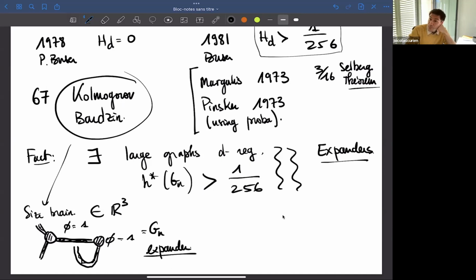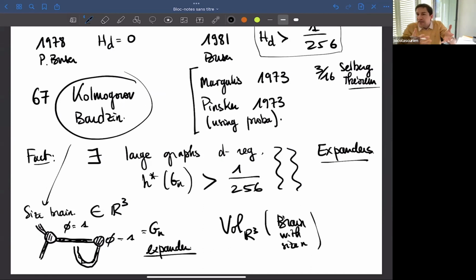Right? And so what they proved is that actually the volume, the real 3-dimensional volume of a brain with size n actually grows much faster than n. Of course, because if you have n cells and they have diameter 1, they occupy a volume of, say, 1 unit, you multiply by n, so at least the cells will occupy a very large volume. But actually, they prove that this is some constant n to the 3/2.